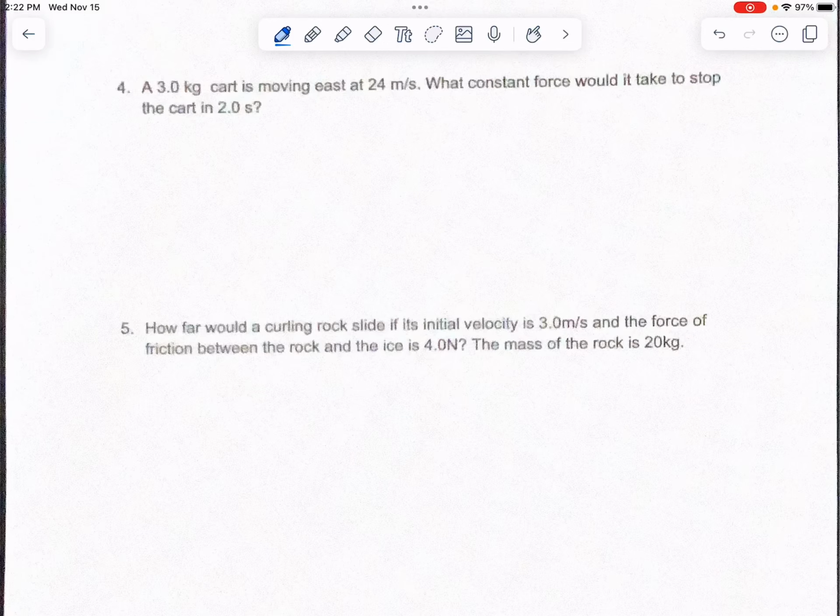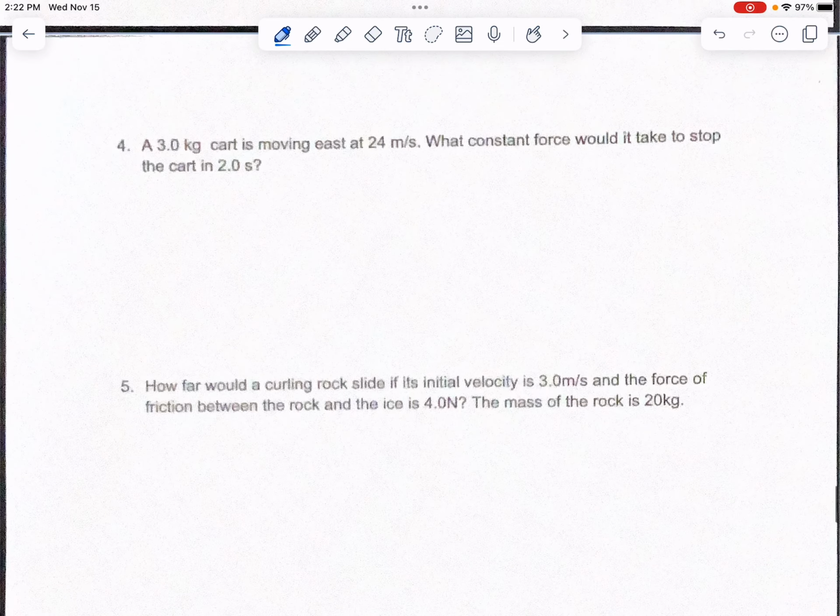All right, so this video is going to finish up the homework assignment. It's going to finish up pages 20 and 21. We did page 19 on the last video. So this one's just going to go over pages 20 and 21.